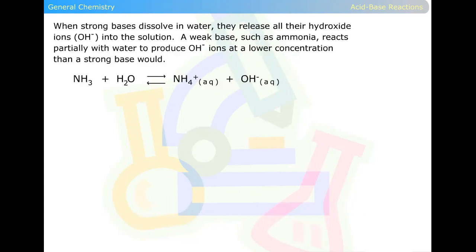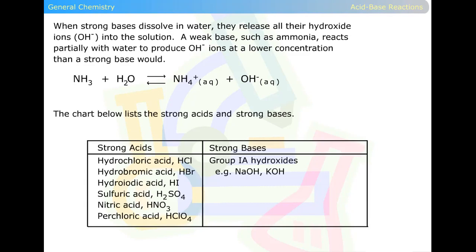When strong bases dissolve in water, they release all their hydroxide ions into the solution. A weak base, such as ammonia, reacts partially with water to produce OH- ions at a lower concentration than a strong base would, as seen in this formula below. The chart below lists the strong acids and strong bases.